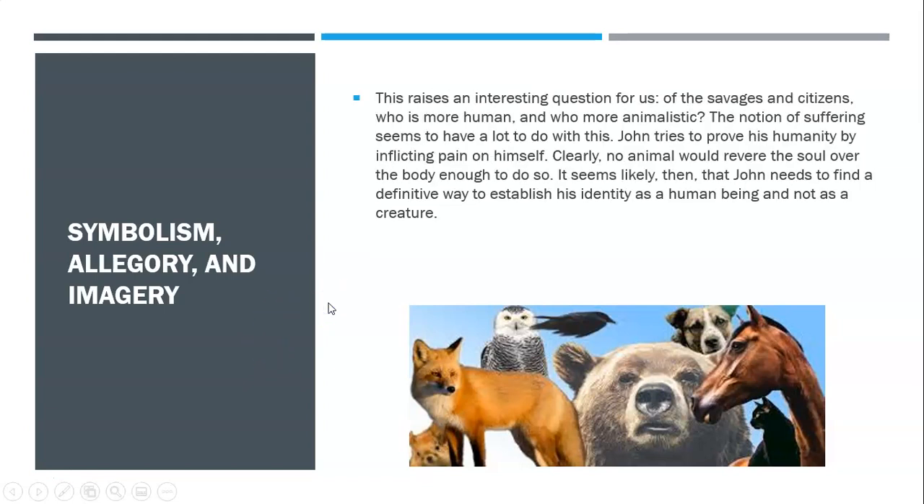And this raises an interesting question for us as readers. Of the savages and citizens, who is more human? Who's more animalistic? The notion of suffering seems to have a lot to do with this. John tries to prove his humanity by inflicting pain on himself. Clearly, no animal would revere the soul over the body enough to do so. It seems likely then that John needs to find a definitive way to also establish his identity as a human being and not as a creature.